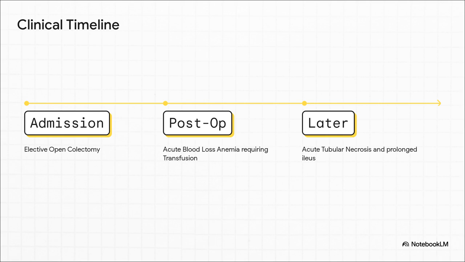Our patient had a laparotomy for an elective open colectomy to treat colon cancer. After the surgery, they suffered severe acute blood loss that required a blood transfusion. Later on in the post-op period, they developed acute tubular necrosis and a prolonged post-op ileus. Predictably, a commercial payer is trying to downgrade this claim, trying to argue that these severe complications are just, quote, inherent to the surgery. We have to prove them wrong.